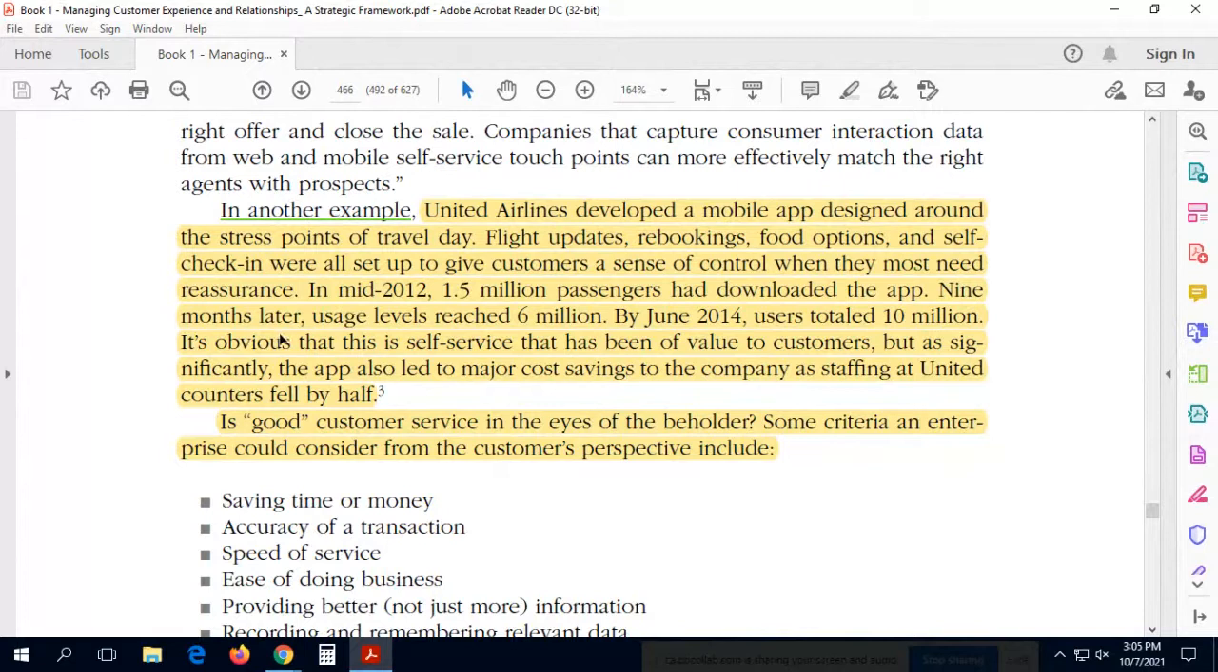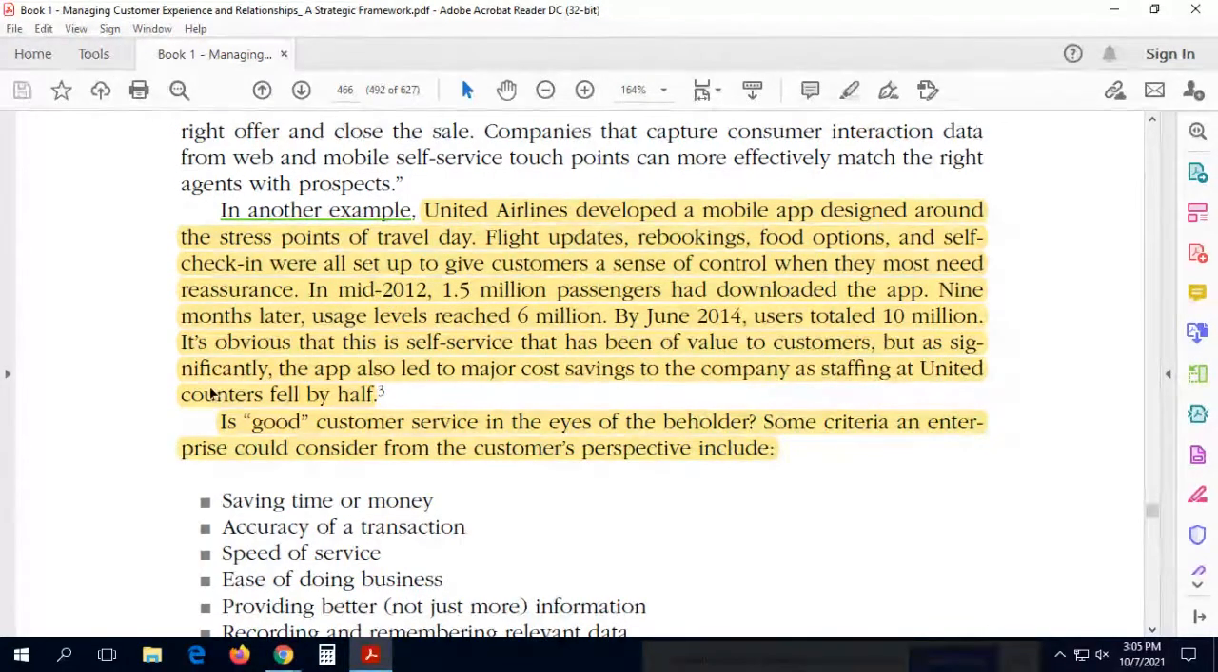Nine months later, only 9 months, usage level reached 6 million. So from 1.5 to 6 million. And by June 2014, users totaled 10 million. It's obvious that this is self-service that has been of value to the customer. Self-service, but valuable to the customer.